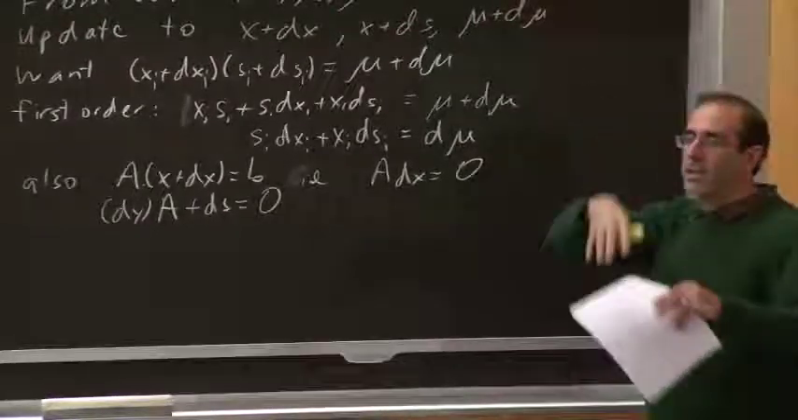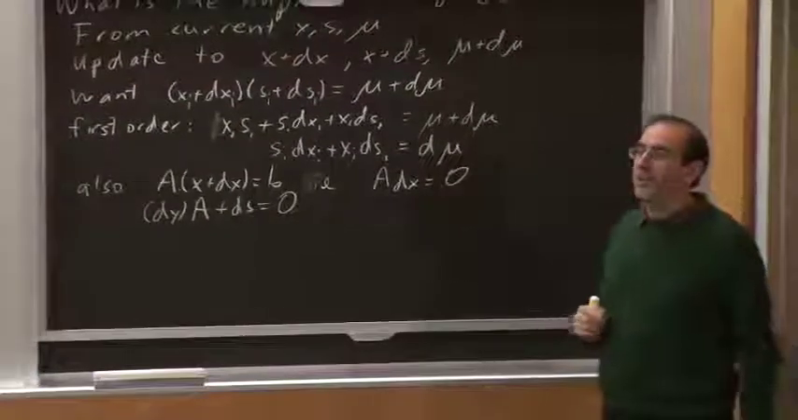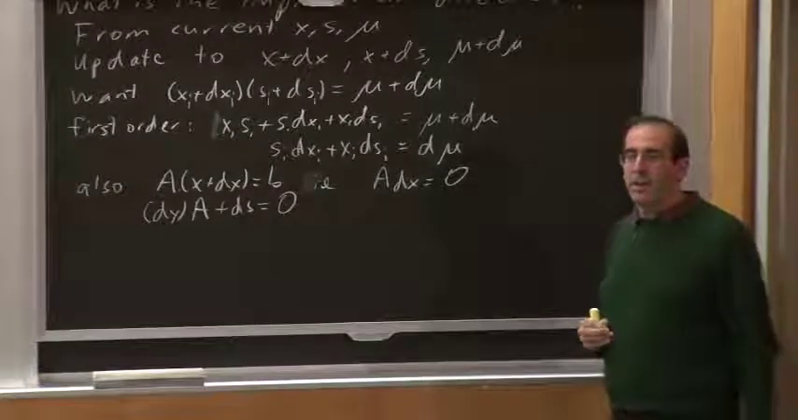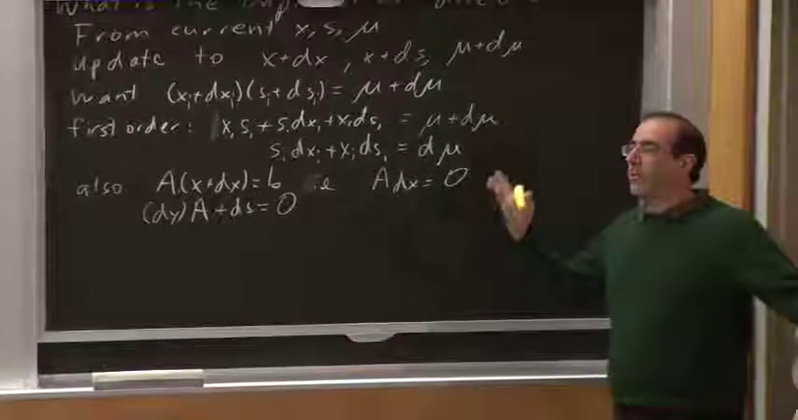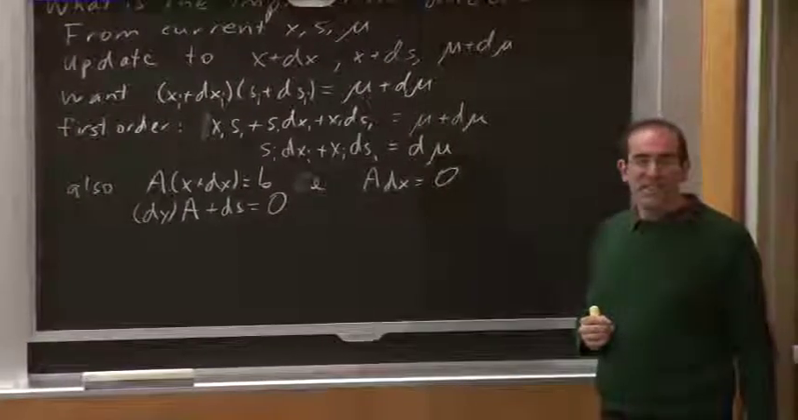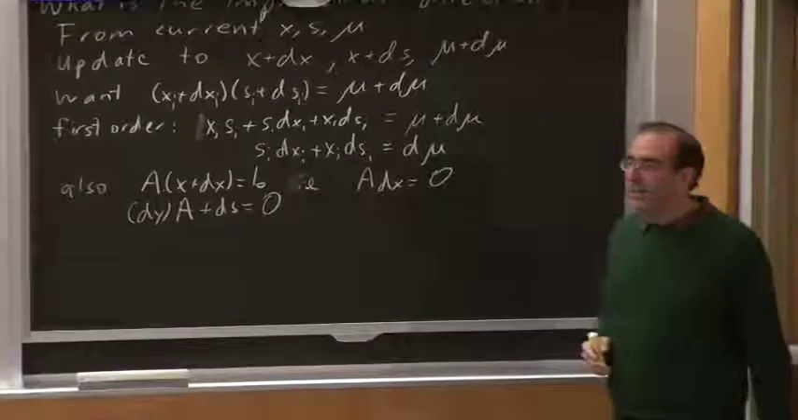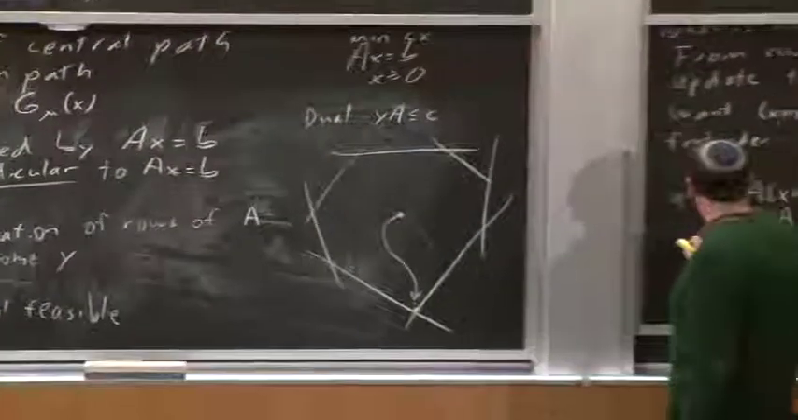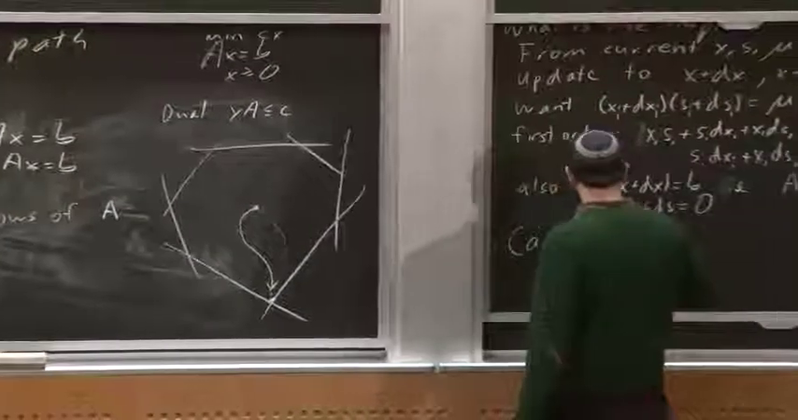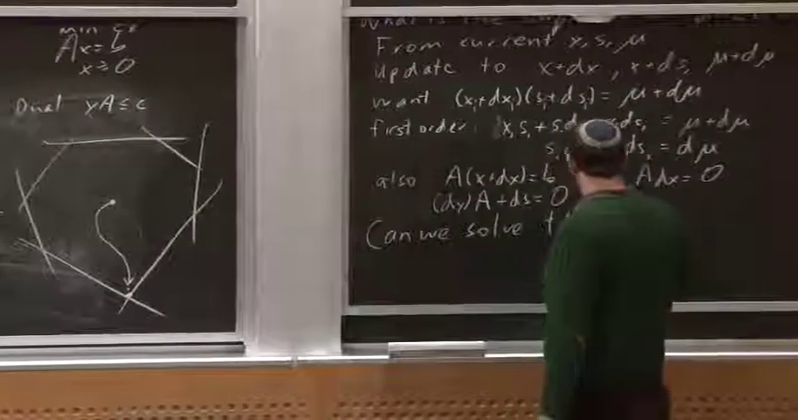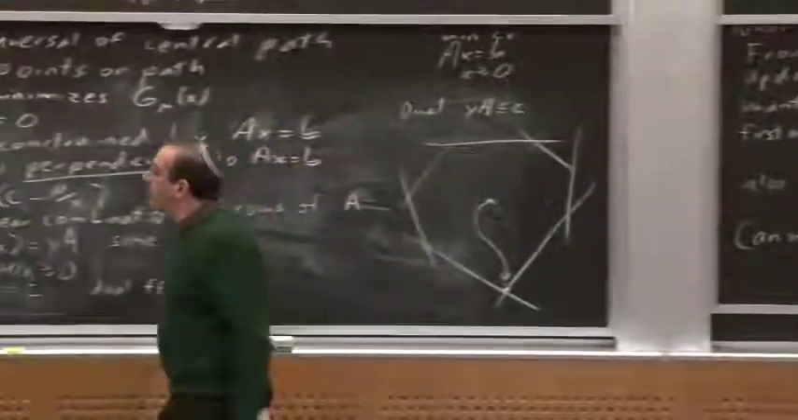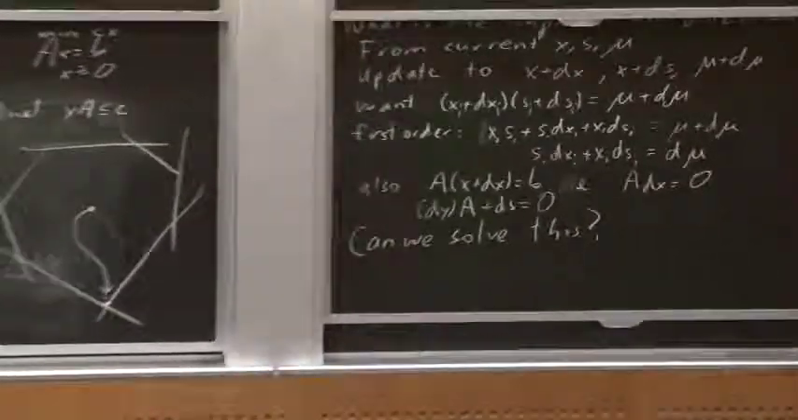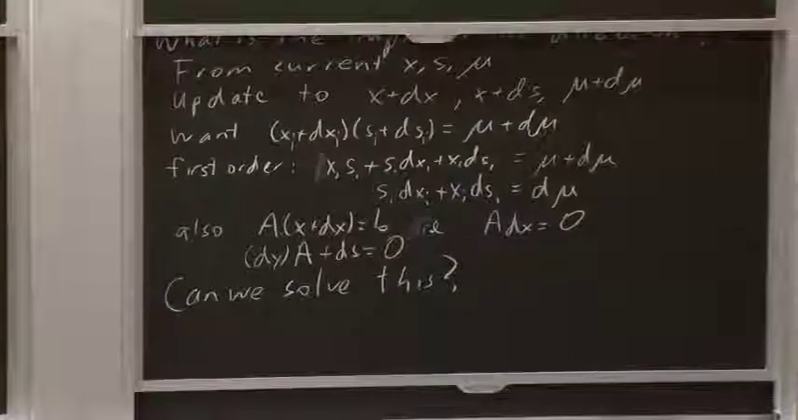I just said, solve this linear system. What's the question? This is a linear system. There is no objective. What's the obvious question? Does it have a solution? How do we know that there's a solution to this linear system? Unfortunate time for me to have to shift boards, but such is life. So fortunately, the answer is yes.